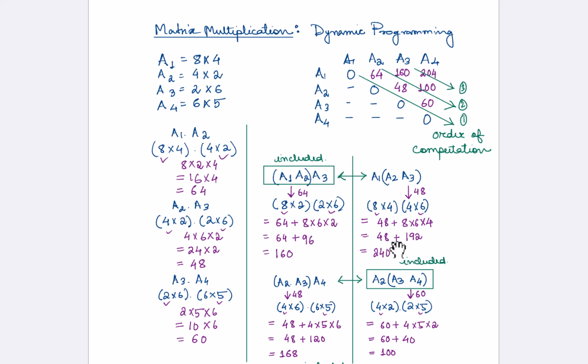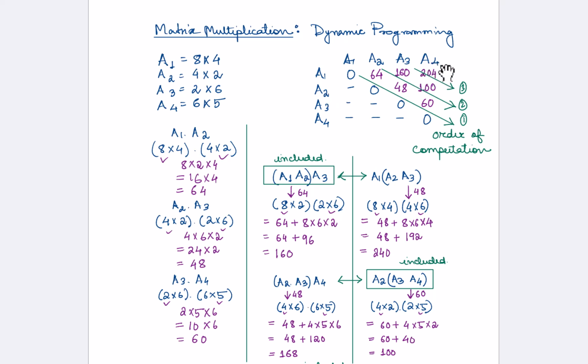Now we have to decide which value should come to the matrix. If we do it the left hand side way, then it is 160, and if we do the right hand side way, it is 240. We have to take the minimal value. So the minimal value is 160, so we put that value in the matrix. Okay. Now moving on to the next one, which is A2 up to A4.